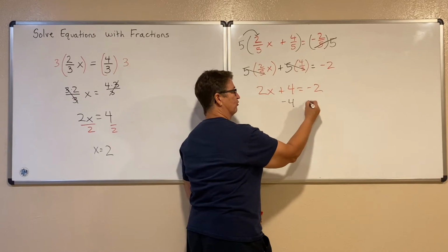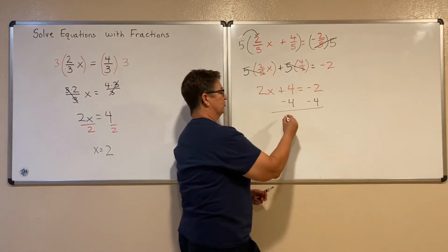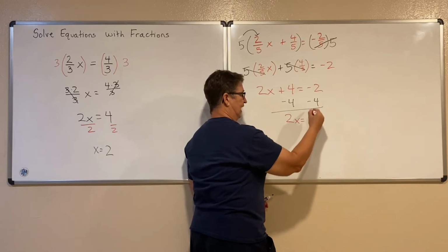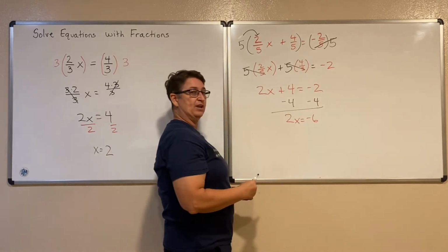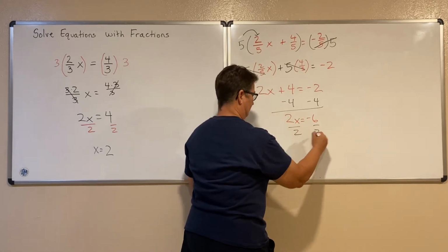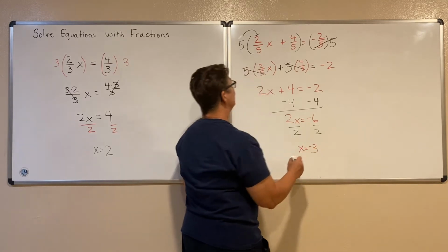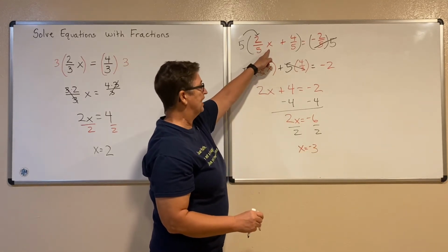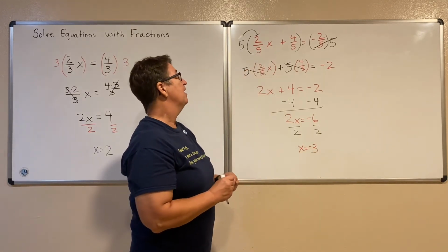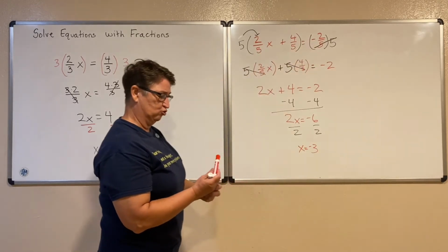I subtract 4 from both sides to leave me with 2x equals a negative 6. And then I divide by 2 so that x is equal to negative 3. If we multiply this times negative 3 to begin with, then these two sides of my equation would be true.